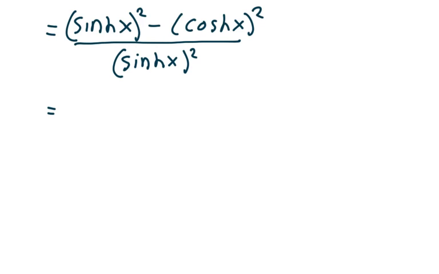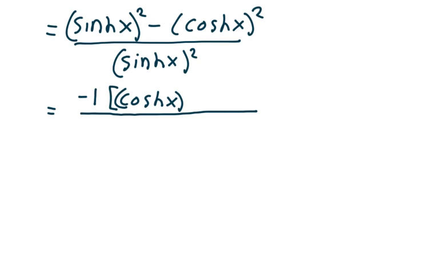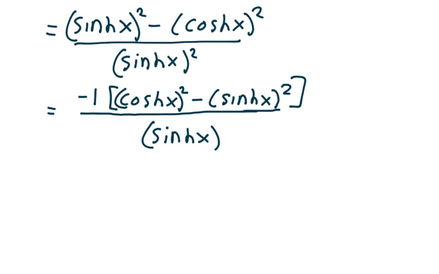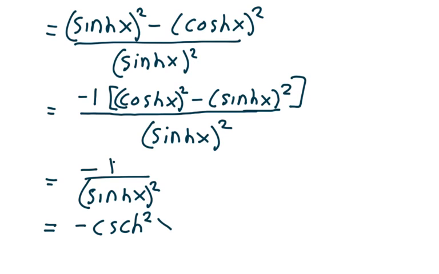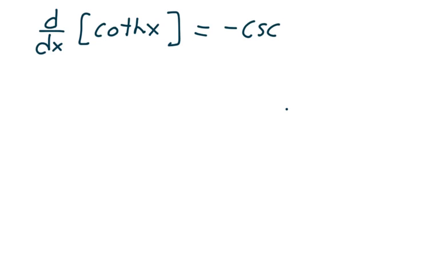So what I'm going to do is factor out a negative out of the numerator. So I'm going to take a negative 1 out, and I get hyperbolic cosine x squared minus hyperbolic sine of x squared, right? That's on top. And on the bottom, we get hyperbolic sine of x squared. But if you guys look inside those brackets in the numerator, that's equivalent to 1. And so this reduces to negative 1 over hyperbolic sine of x squared. But this is equal to negative hyperbolic cosecant squared x. So, therefore, the derivative of hyperbolic cotangent x is negative hyperbolic cosecant squared x.